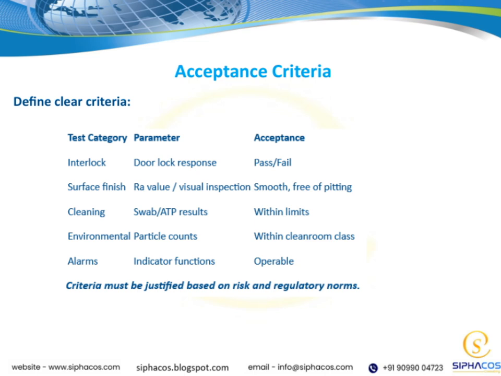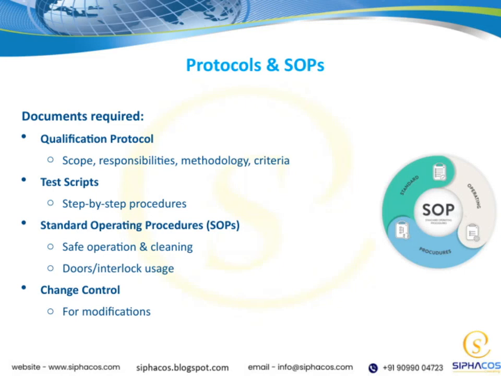Now, let's talk about the essential documents involved in our protocols and SOPs. First, we have the Qualification Protocol. This document outlines the scope, responsibilities, methodology, and criteria for qualification activities. It's basically our roadmap to ensure everything is properly validated and meets quality standards. Next, we have the test scripts. These are detailed, step-by-step procedures that guide us through testing processes. They ensure consistency and thoroughness every time we perform a test.